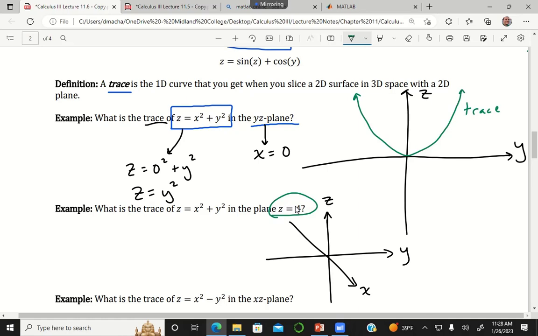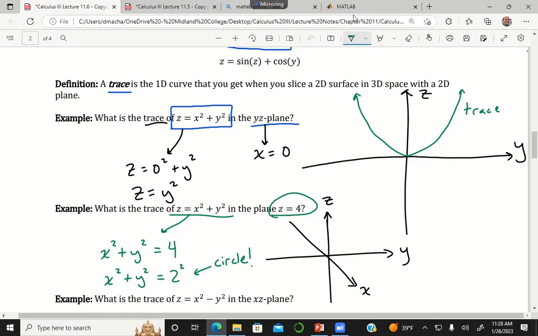And again, the trace is really easy to find. I just have to take this equation and then set z equal to 4, and I get the equation x squared plus y squared equals 4. Or I could even say x squared plus y squared equals 2 squared. Does anybody recognize what that is? It's a circle. This is a circle that is centered at the point 0, 0 for my x and y coordinates, and it has radius 2. That's just the equation for a circle.